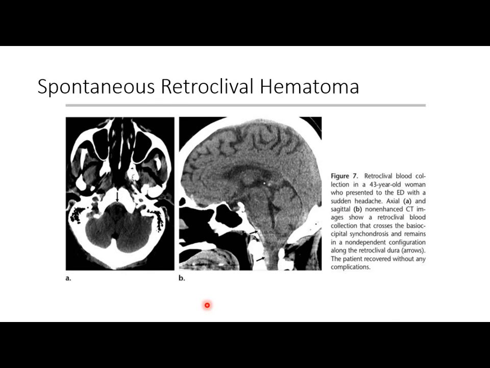It is very important that the bleeding site is in a non-dependent area, because the prepontine area has arachnoid space, so the blood will be collected in this area. We have two types: epidural type and subdural type. The epidural type is more common in elderly. But in general, spontaneous retroclival hematoma is more common in the pediatric age group, while the epidural type is most commonly seen in adults and the elderly rather than in children.